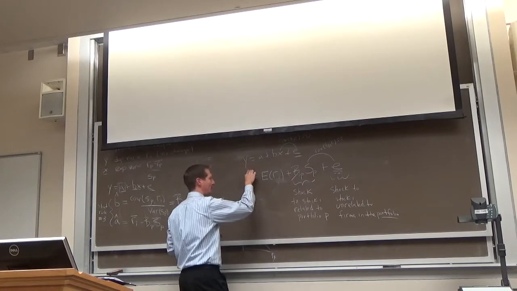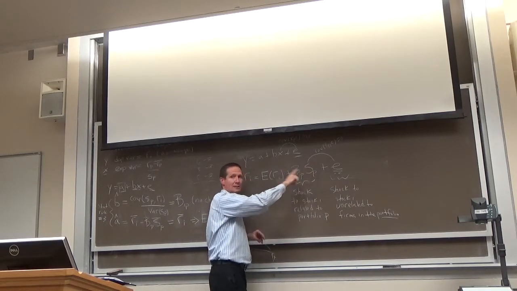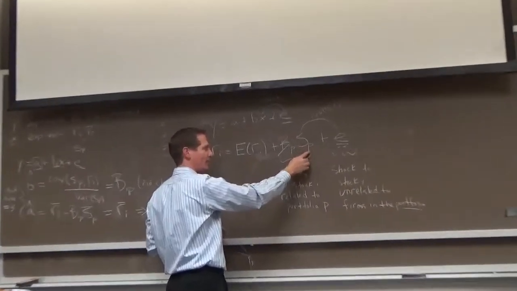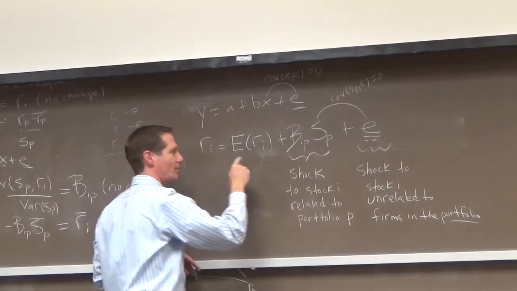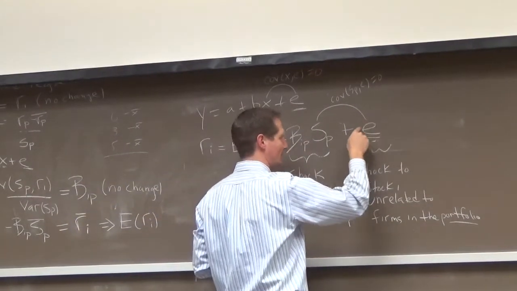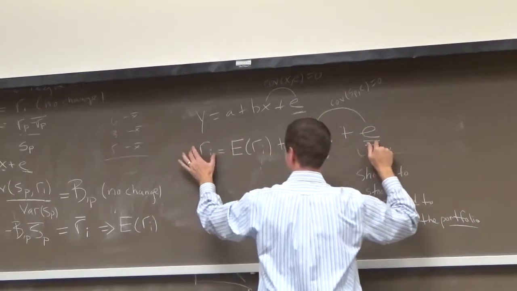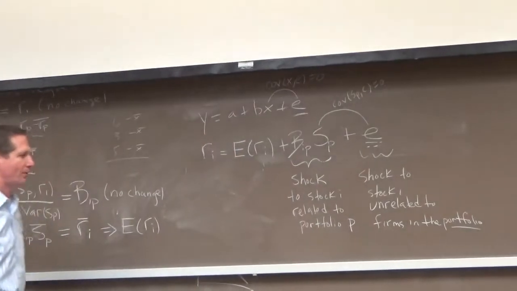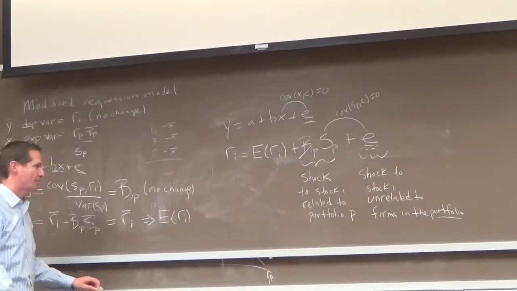The total return is what we expect plus two kinds of shocks. The first shock is something that was unanticipated that affected the firms in the portfolio. This is how that shock affects Autoliv, plus something else that was unanticipated that also affected Autoliv, but is independent of the shock to the portfolio. Before I give an example, let me draw a picture of this real quick.